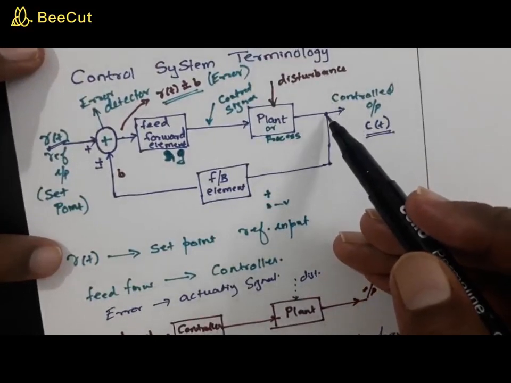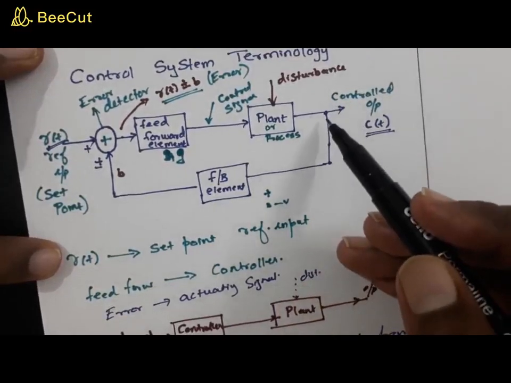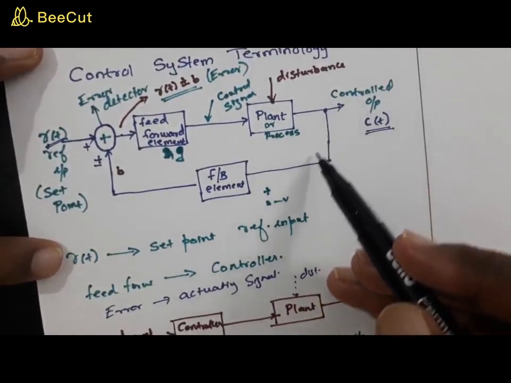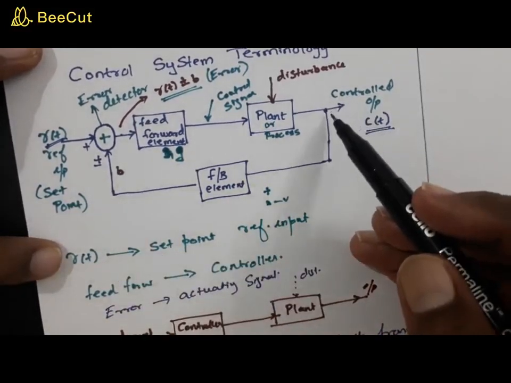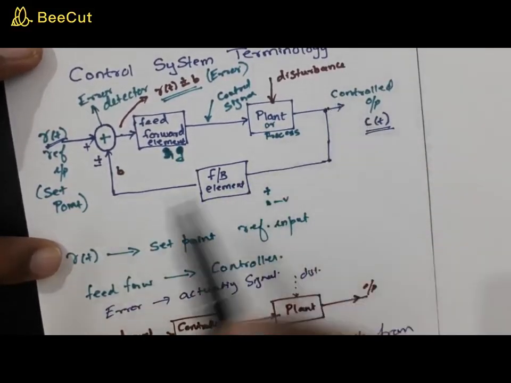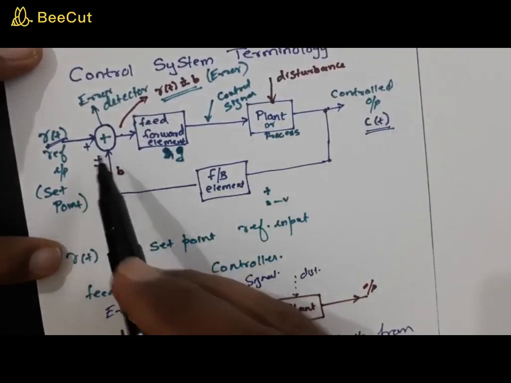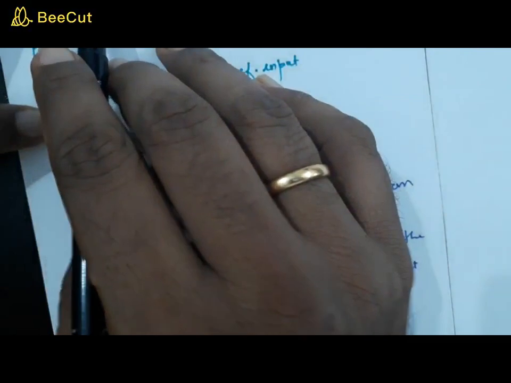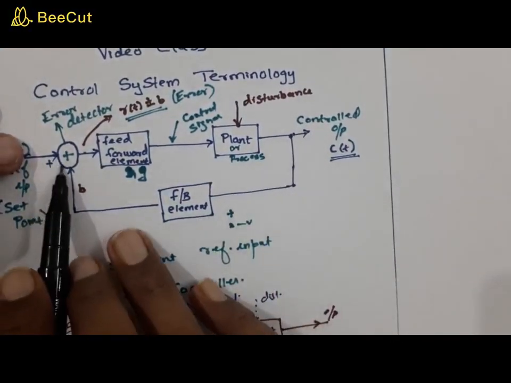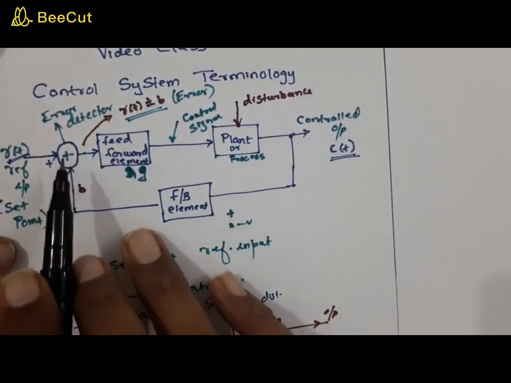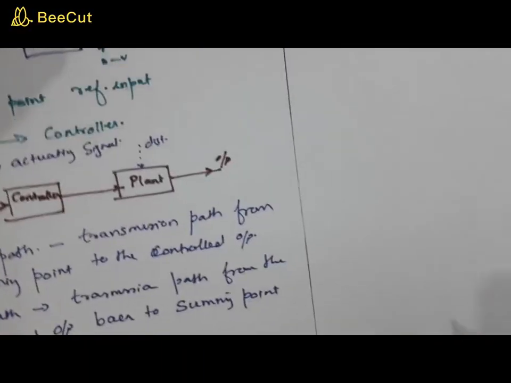So it is the transmission path. Here also, why is it called a transmission path? Some signal is transmitting from this side to the summing point. So it is the path from the controlled output to the summing point, and that is your feedback path. So the forward path is from the summing point to the controlled output, while the feedback path is from the controlled output to the summing point.